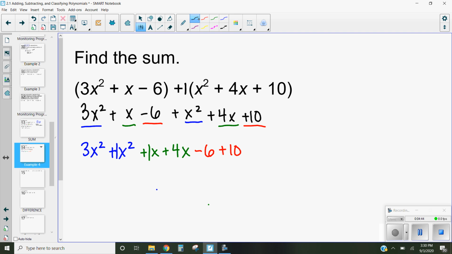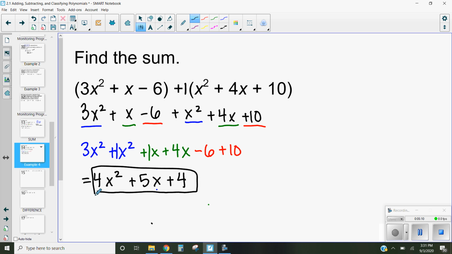So 3x squared plus 1x squared is 4x squared. 1x plus 4x gives me 5x's, and negative 6 plus 10 equals 4. So that would simplify down to, if we were finding the sum of 3x squared plus x minus 6 plus x squared plus 4x plus 10, that simplifies down to 4x squared plus 5x plus 4.